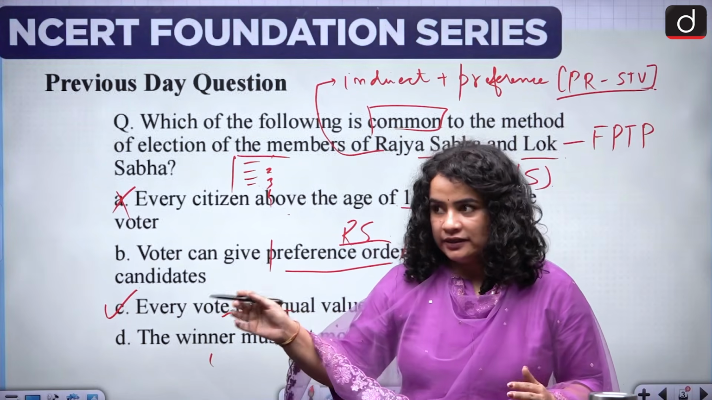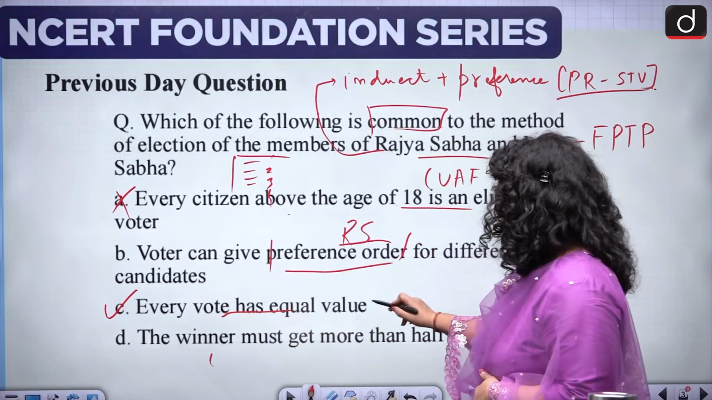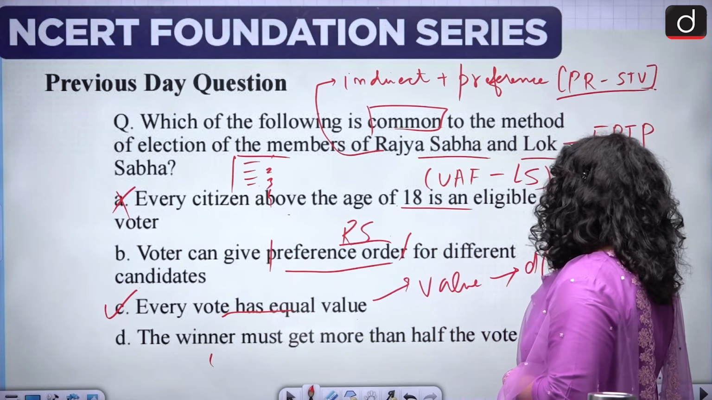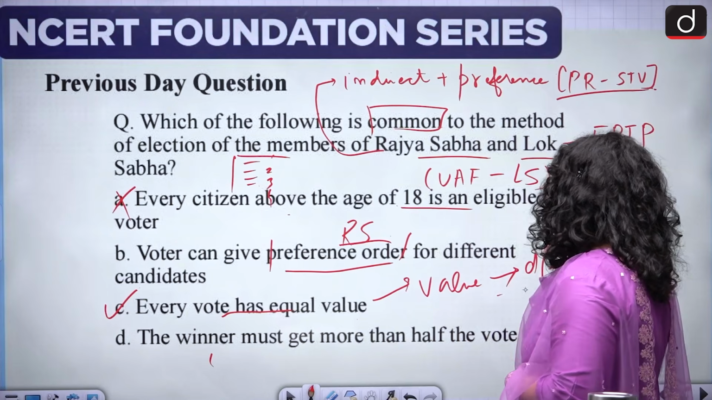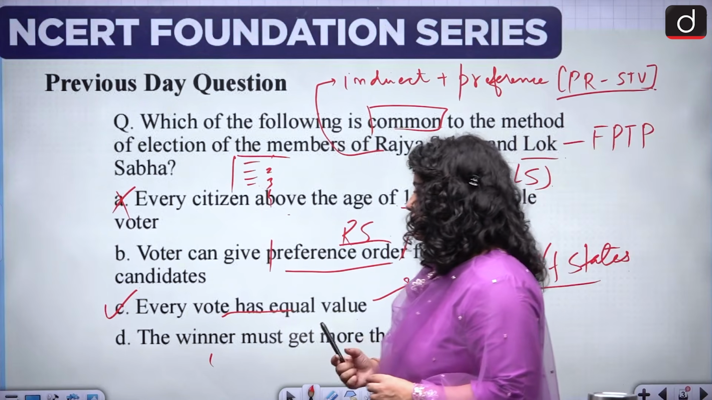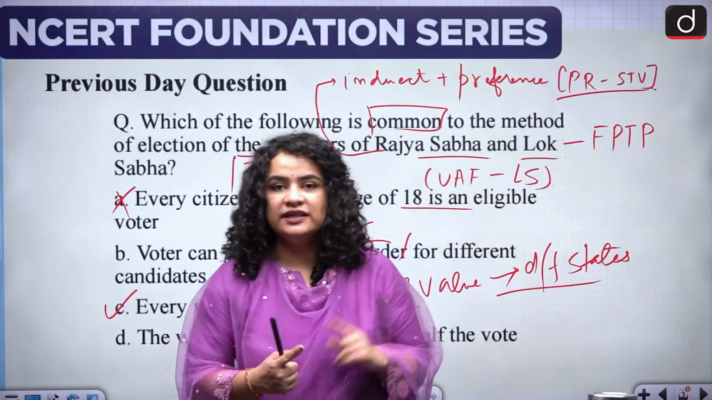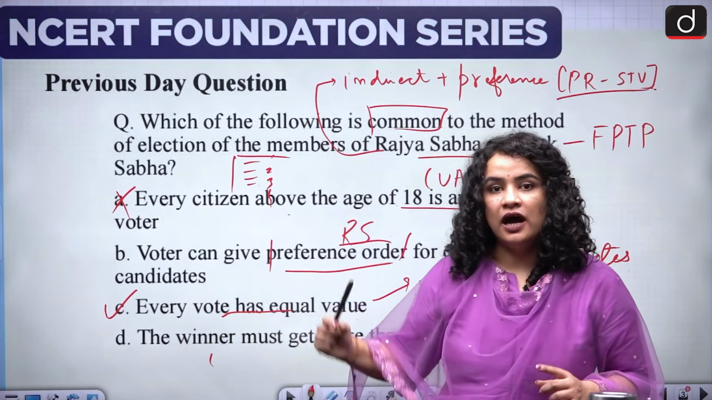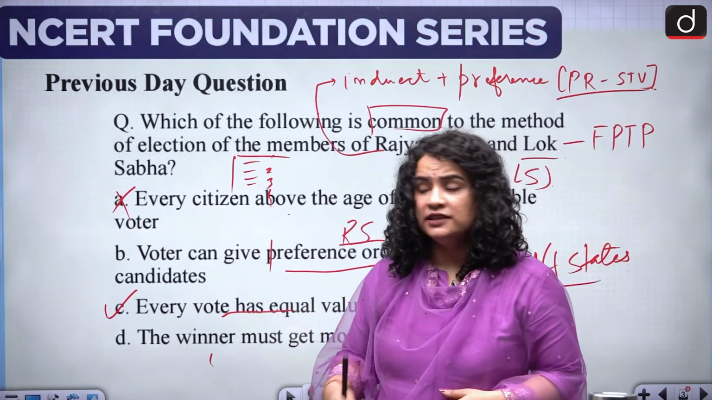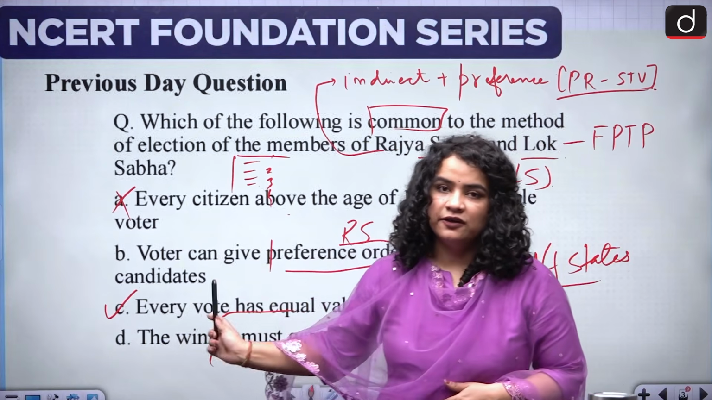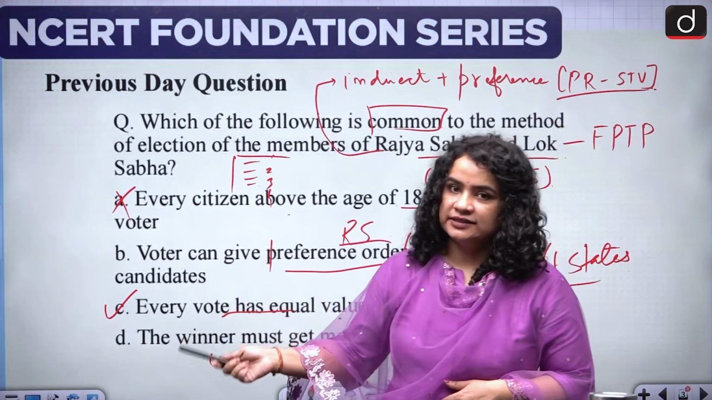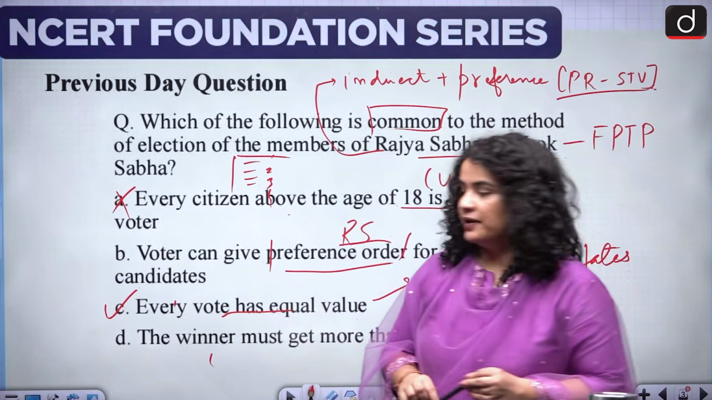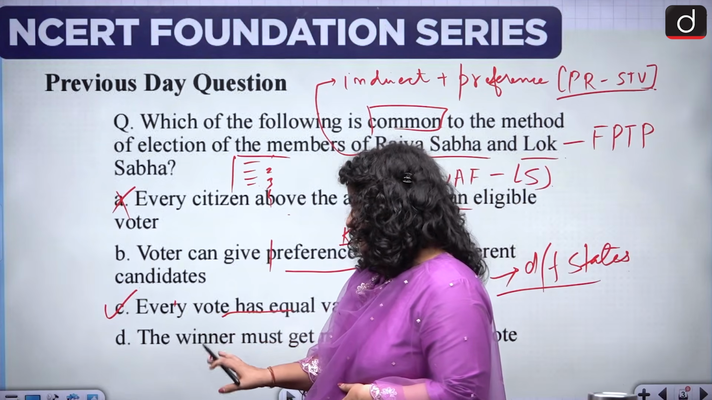However, the value may be different with respect to different states, because obviously the number of vacant seats as well as the number of MLAs would vary state to state. However, within the same electoral college, within the same state, of course, every candidate's vote has the same value. So this is common to both your Lok Sabha as well as the Rajya Sabha elections. And therefore, option C is the correct answer.